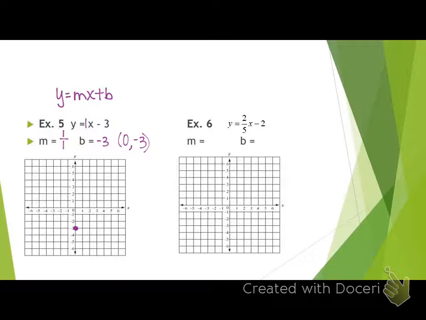Once you have that point, this is just like what we were reviewing on the last slide. You're going to use your rise over run. So my rise is? 1. My run is? 1. So where do we go? Up 1, right 1, up 1, right 1, or you could go down 1, left 1. Very good. Okay, we've got several points on there. We can put our straight line through them.